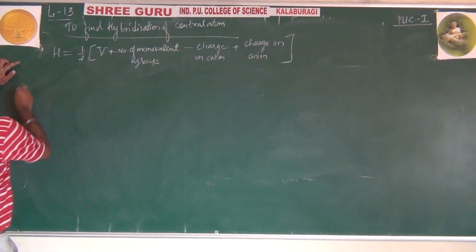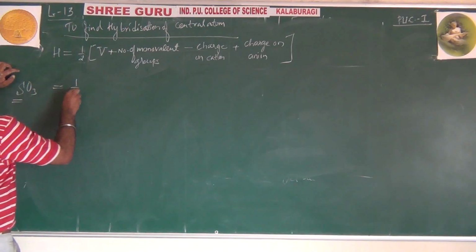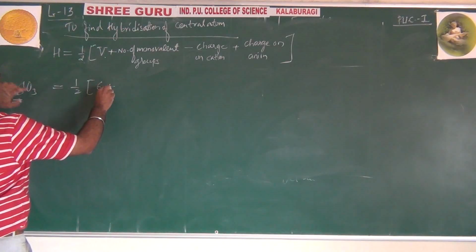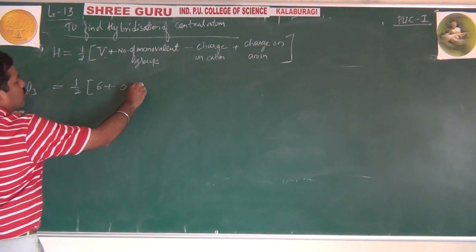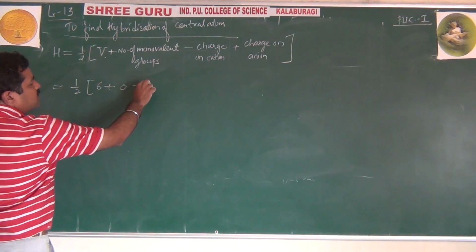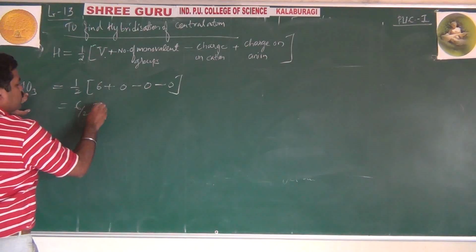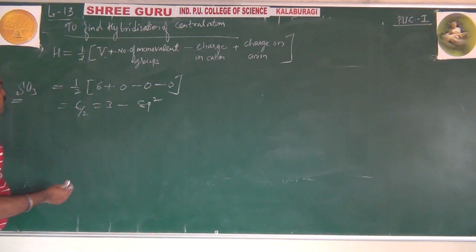Some neutral molecule, let us take SO3. What is the hybridization of the central atom S? Half. Valence electron of sulfur 6. Whether it is having any monovalent group surrounding it, no. Oxygen is divalent, 0. Whether there is any positive charge, no. Negative charge, no. So 6 by 2, that is 3, sp2. Over and out. Very simple.